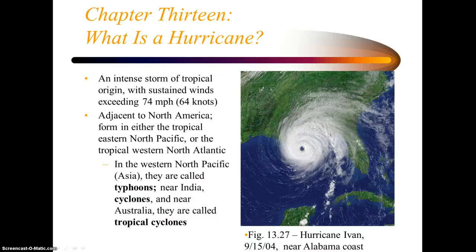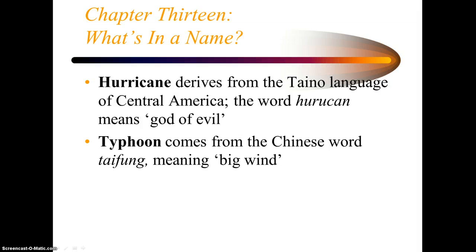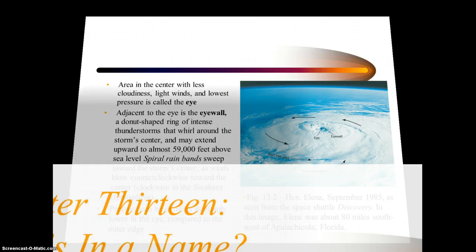Now, in other parts of the world, here's what they're called. Adjacent to Asia, the Pacific side of Asia, the western North Pacific, they're called typhoons. Near India, they're called cyclones. And near Australia, they're called tropical cyclones. The word hurricane derives from a language that was spoken a long time ago in some of the Caribbean islands called the Taino language in Central America by the indigenous people there. The word huracan in their language means God of evil. So you can see where that comes from. Typhoon comes from the Chinese word taifeng, which means big wind. That's self-explanatory. Later on in this chapter, we're going to explain to you how hurricanes are named adjacent to North America, how the National Hurricane Center in Miami goes about its business doing that.